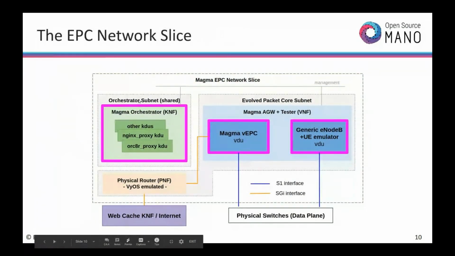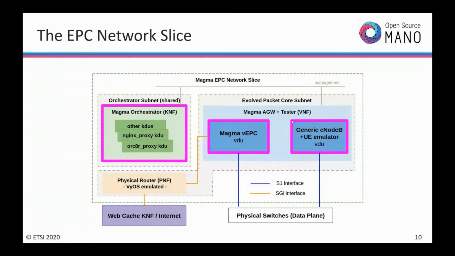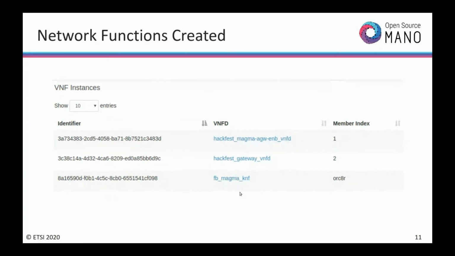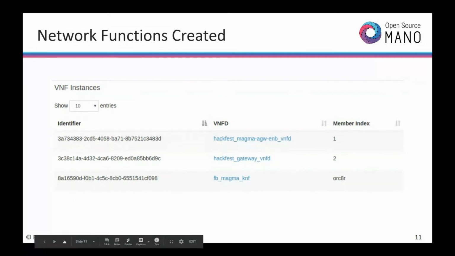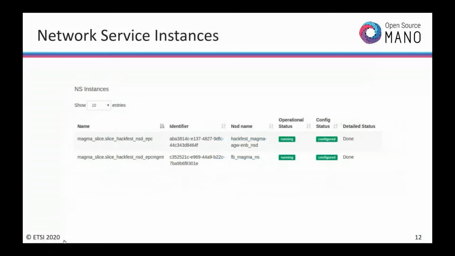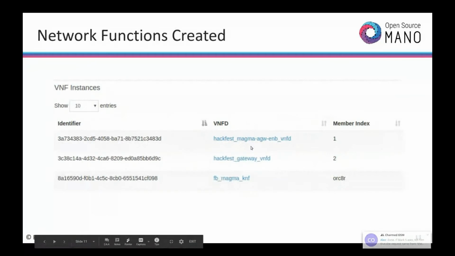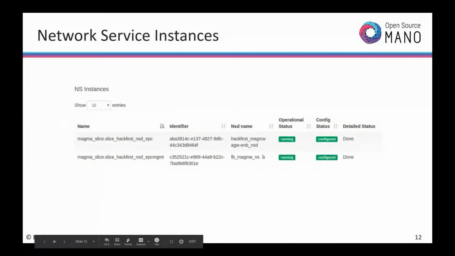And when you go and take a look at what got created in OSM, these 3 things that are highlighted here are what will be visible. So later on, you can go in and see in the VNF instances those VNFs that were created as part of the deployment. And there will be 2 network services running. One is the eNodeB and radio, and that creates 2 VNFs here, and the second one being the Magma orchestrator.